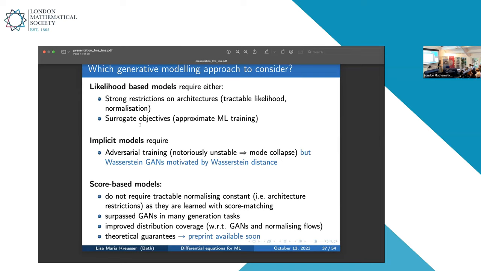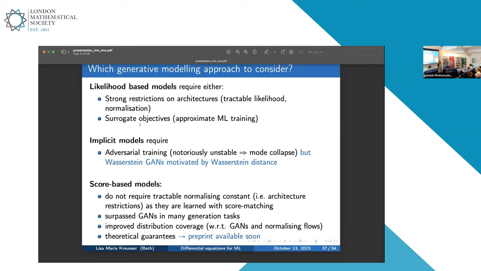And last but not least, probably the most popular approach recently, a score-based model, with clear advantages, namely that they don't require any kind of normalization as in the case of likelihood-based models. And here the main reason why this is not required is because you learn score matching. You learn how to approximate the gradient of your probability density. Also in terms of examples, in many tasks they actually performed extremely well, even better than GANs. And from a mathematical point of view, there are also other advantages, namely that they have theoretical guarantees. And in fact, they are strongly linked with ordinary differential equations, stochastic differential equations, as well as partial differential equations.